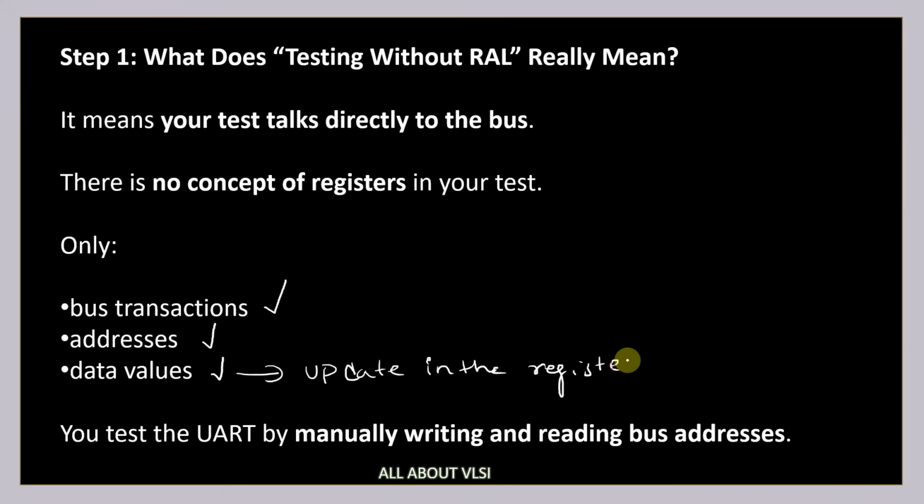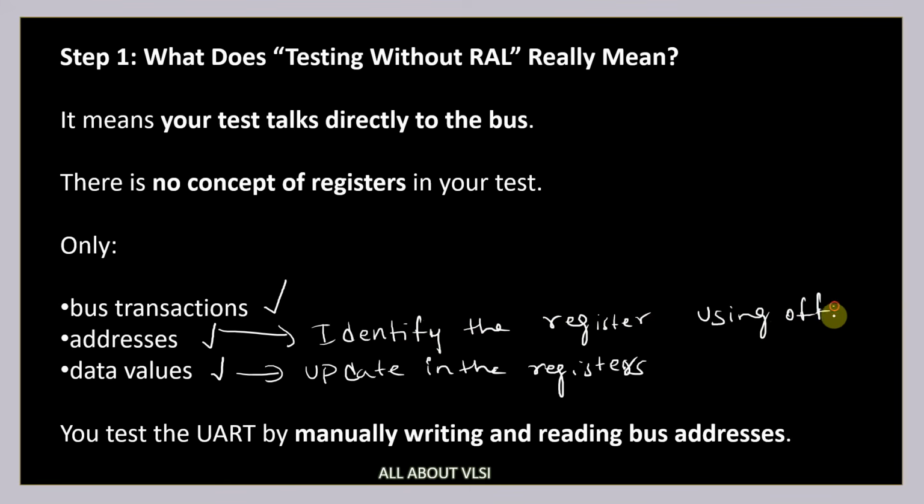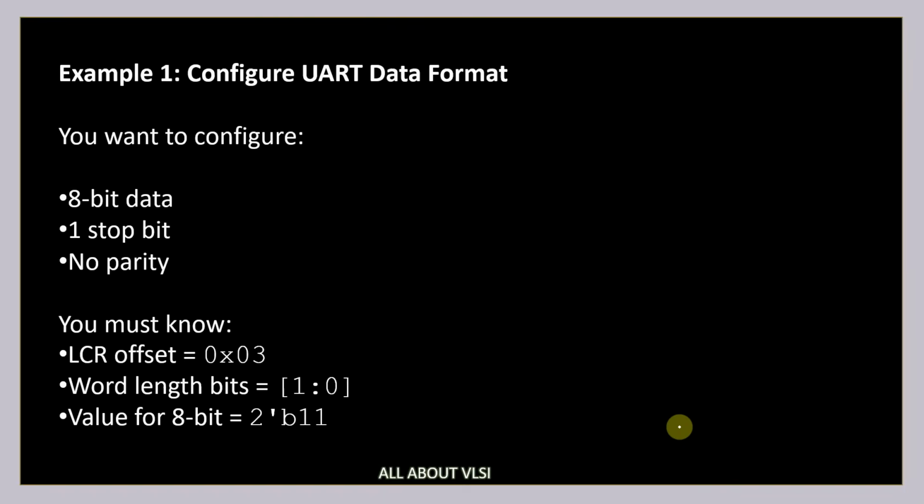And why do I need to provide the addresses? For identifying which register I want. So from my test bench, I'm supposed to provide these offset addresses, and I need to provide the data value which I want to update inside this particular register. So accordingly, my IP will work. Okay, so we are basically going to test our UART by manually writing and reading the bus addresses.